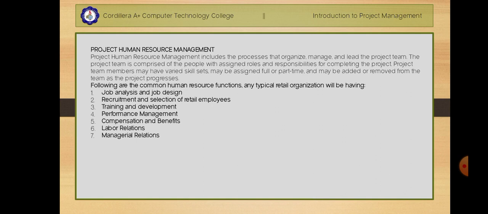So we have here the following common human resource functions that a typical retail organization will have. First is job analysis and job design. Ibig sabihin, itong process na ito is describing the operations, yung duties or yung mga responsibilities natin dun sa trabaho. So in order to recruit retail employees on a scientific and rational basis, it becomes necessary to determine in advance yung standard of personnel with which interested candidates can be compared.